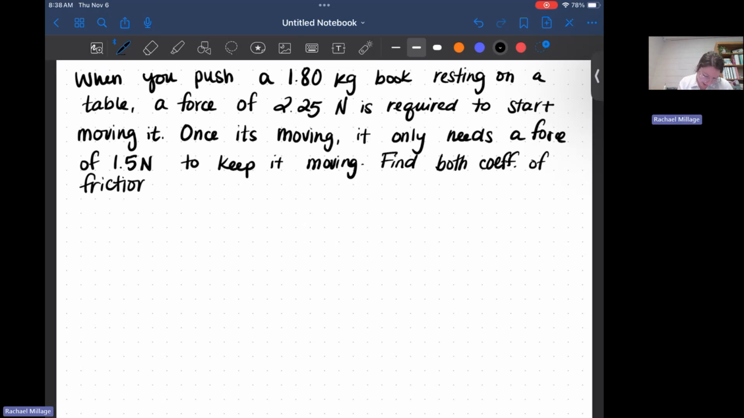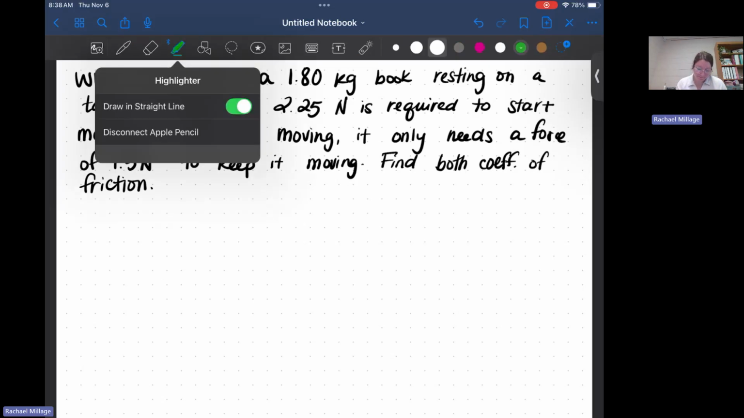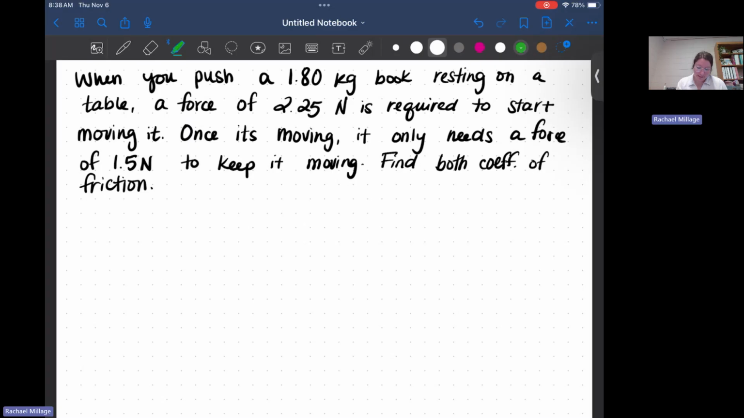So this is going to be practicing both our coefficient of static friction and our coefficient of kinetic friction. Something that you'll notice is most of the time we have less force required to keep something moving than it does to start something moving. Our coefficient of kinetic friction oftentimes is less than our coefficient of static friction. So I'm just going to draw a quick picture, and we're going to start with our coefficient of static friction, okay?